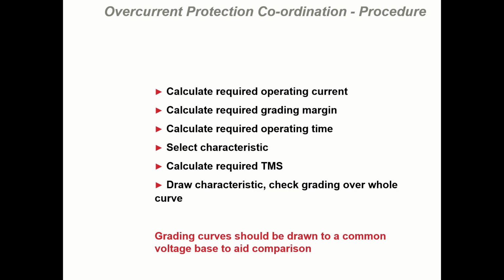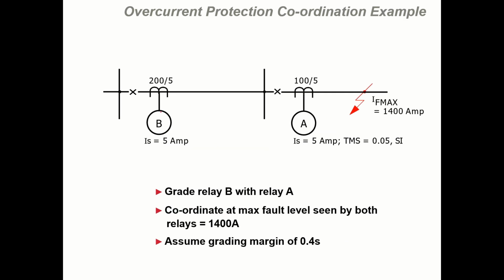So the procedure involves calculating the required operating current, then the grading margin, then the required operating time, then selecting the characteristic, then calculating the required TMS, and the characteristic should be such that the grading is over the whole curve. When we draw the grading curves, they should be drawn on a common voltage base. For example, if we have a transformer in between, of suppose 132 by 33 kV or 765 by 400 kV, then all the curves should be drawn at the same voltage level to have a comparison.